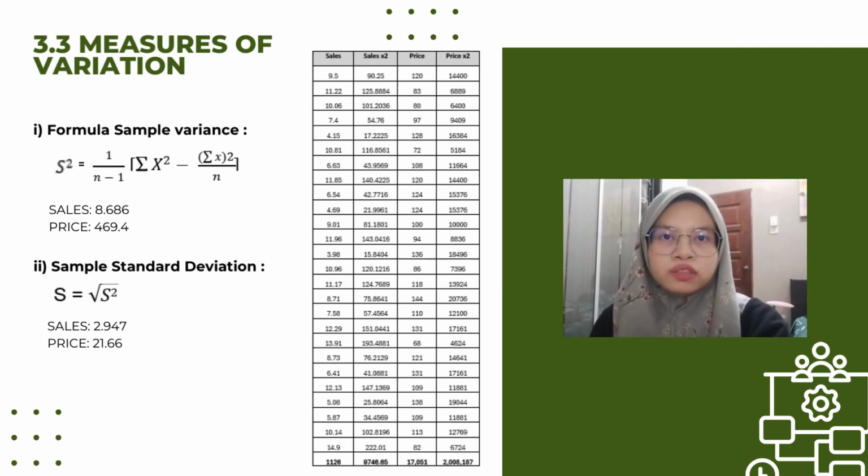Moving on, 3.3, which is measures of variation. Here we got the variance statistics for the data set, which provide valuable insight into the dispersion and variability of each variable. For sales, the standard deviation of 2.95 indicates the average deviation of individual sales values from the mean, while the variance of 8.686 quantifies the overall variability, and the range of 14.74 suggests a considerable spread in sales values.